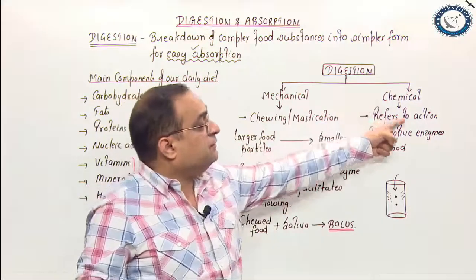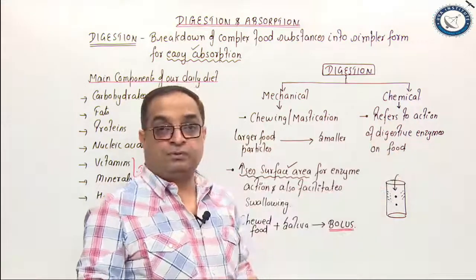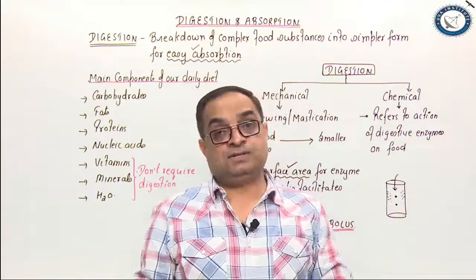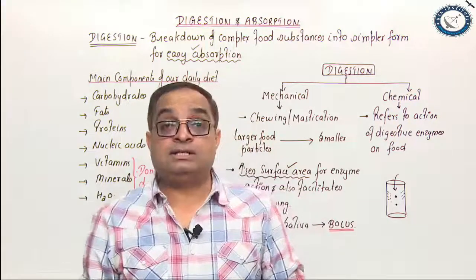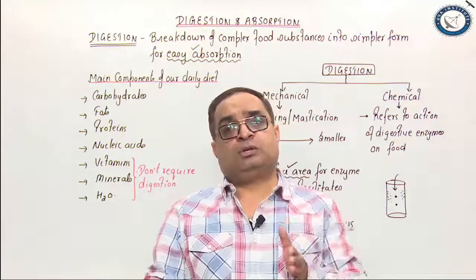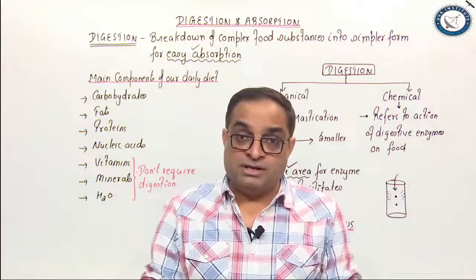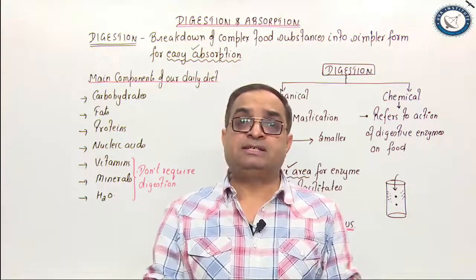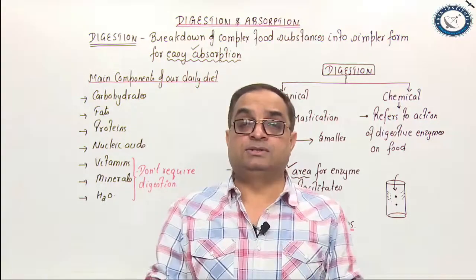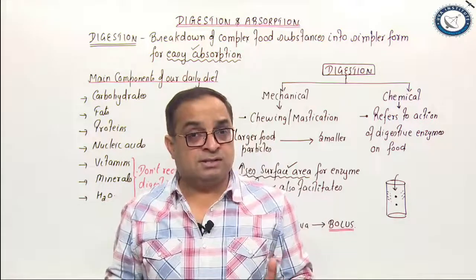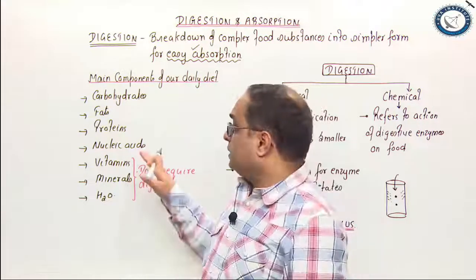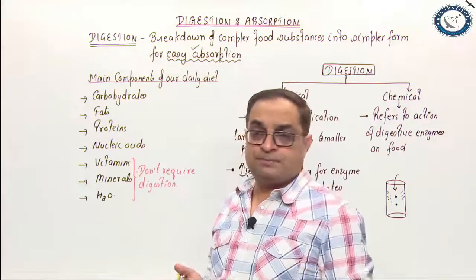Chemical digestion refers to action of digestive enzymes on food. So when you are talking about chemical digestion, you are referring to digestive enzymes. The digestive enzymes are hydrolytic enzymes. There is variety of digestive enzymes. Those which act on carbohydrates are called carbohydrases. Those which act on proteins are called proteases or peptidases because they break the peptide bonds. Those which act on fats, that is triglycerides, are called esterases or lipases. Those which break the nucleic acids are called nucleases.